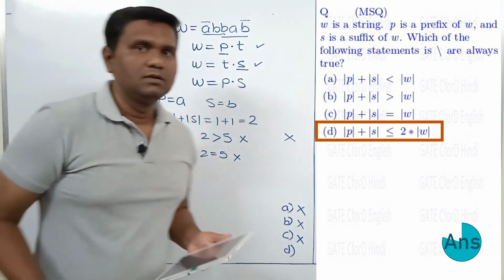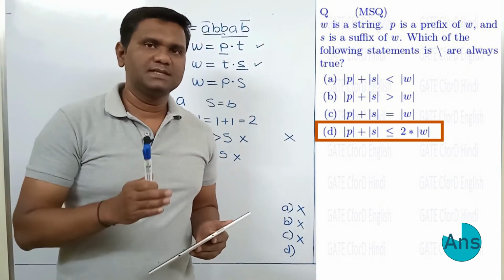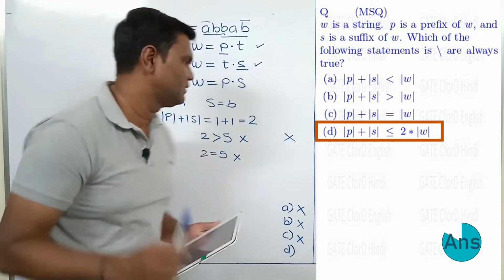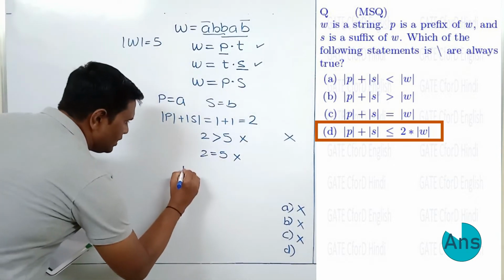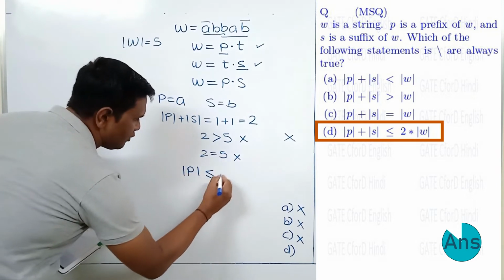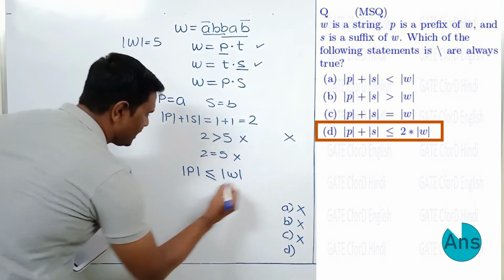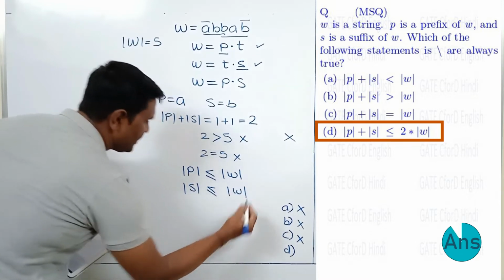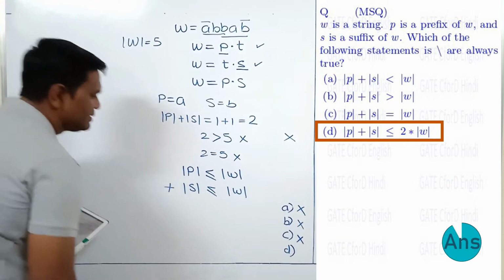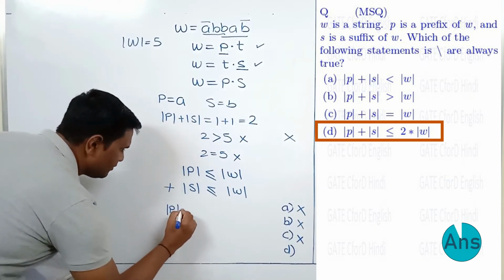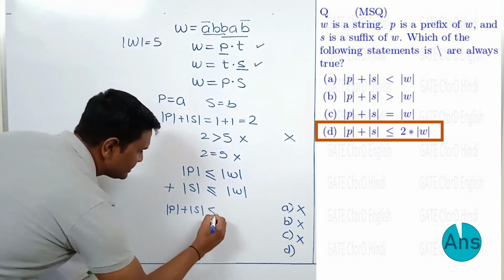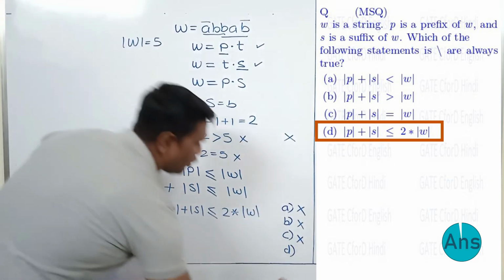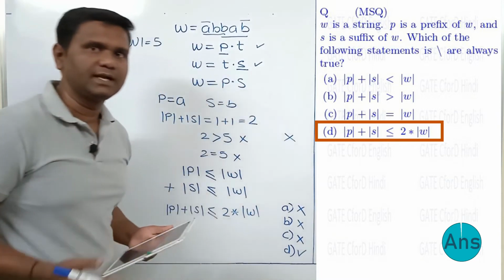Now the longest possible prefix is the string itself. The longest possible suffix is also the string itself. So length of prefix is less than or equal to length of string. Length of suffix also is less than or equal to length of string. If we add these two inequalities, then length of P plus length of S is less than or equal to 2 times the length of the string. So option D is always correct.